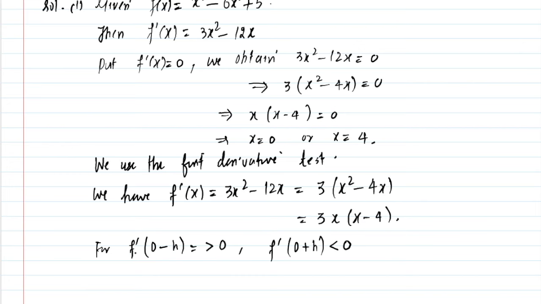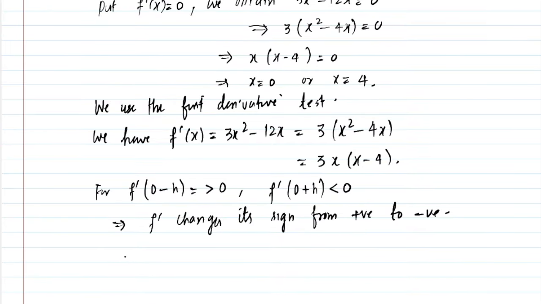That means the left hand derivative is positive and the right hand derivative is negative. So this implies f dash changes its sign from positive to negative. So this implies x equal to 0 is a point of local maxima.